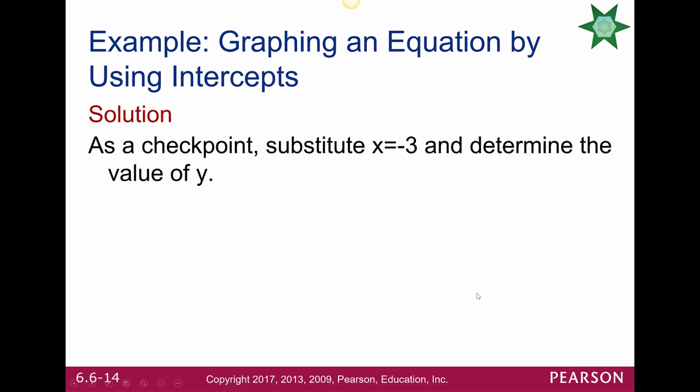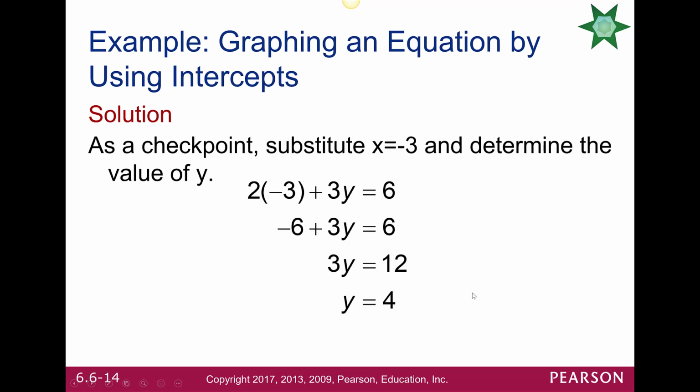And we're also going to do a checkpoint. I'm going to let x equal -3 in that equation and solve for y. So when I put in -3 for x, I'll go through my steps down here and solve for y. I get 4. So the point (-3, 4) is my checkpoint. I want to make sure that I've done my work correctly. That point should also be on the line.